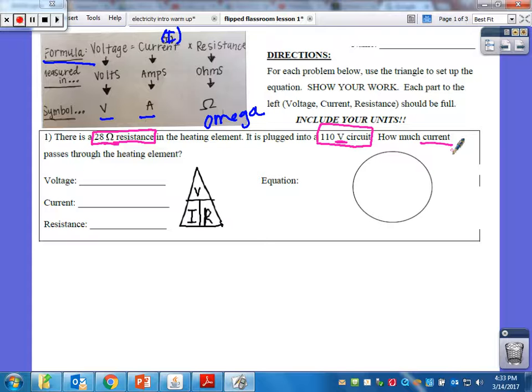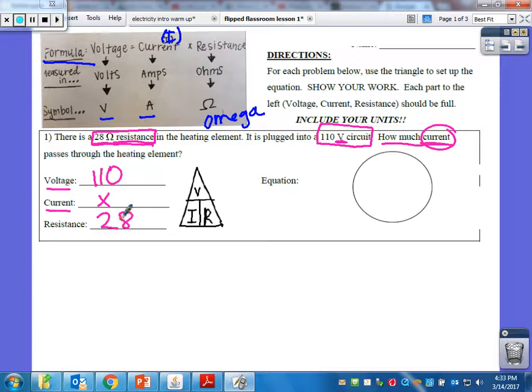So as you go, I want you to start to fill in over here. Does it give you a voltage? Yes, look over here. Gives you volts. So go ahead and plug in 110 here. Does it give you a current? Let's take a look. It does not, because it's asking you for how much current. So I'm going to put an X or a question mark or something. And does it give you a resistance? Yes, 28 ohms of resistance. So just put a 28.